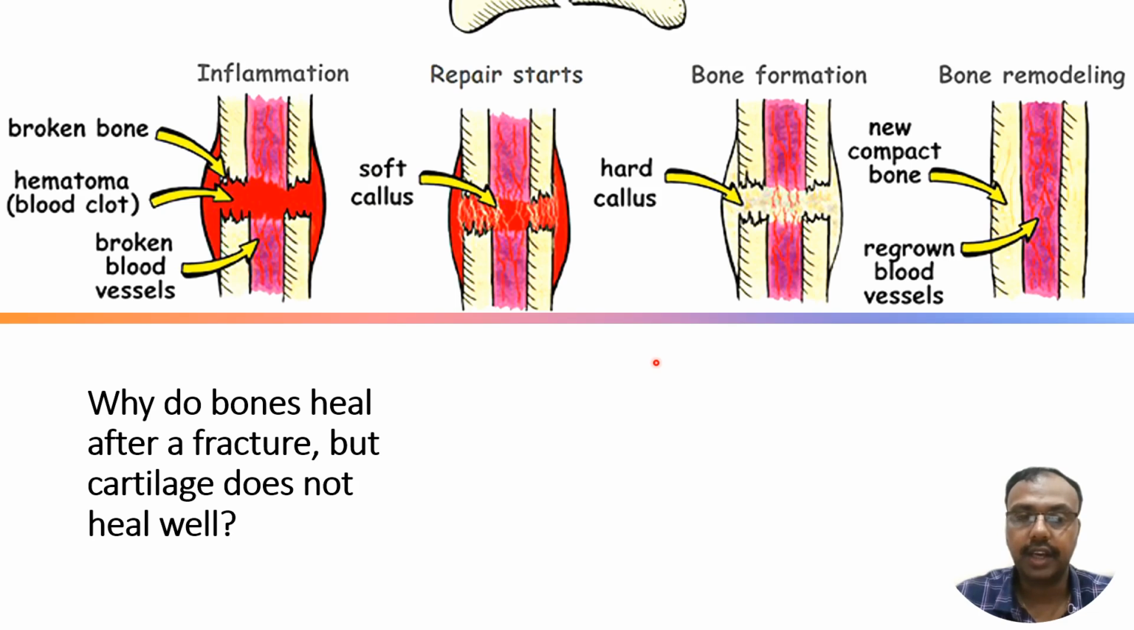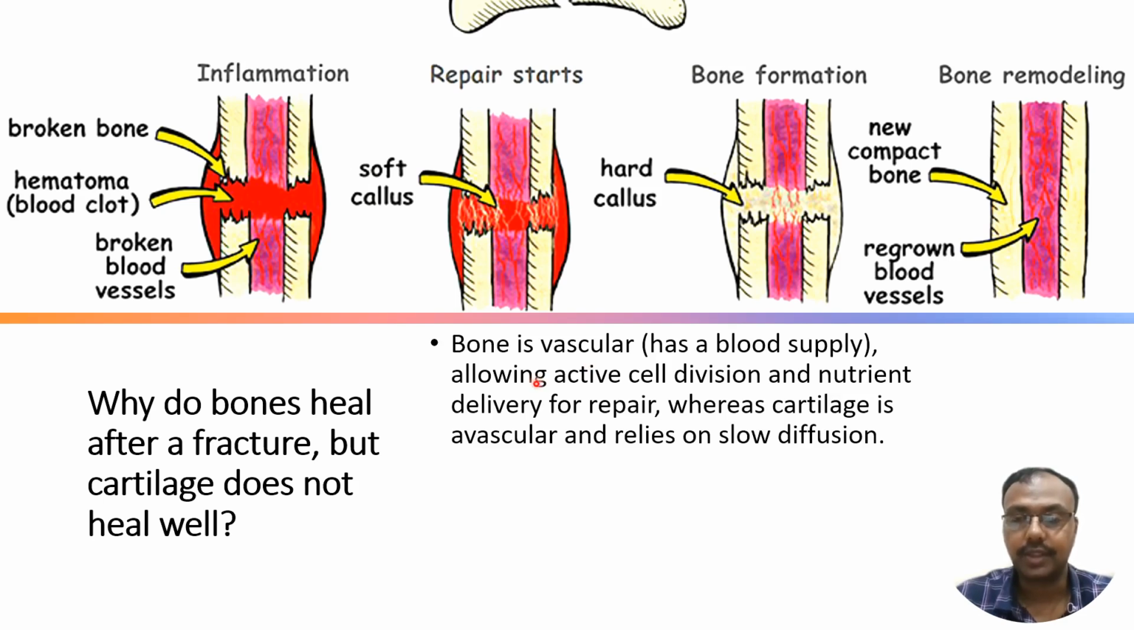Why do bones heal after a fracture, but cartilage does not heal well? Bone is vascular, which has got rich blood supply, allowing active cell division and nutrient delivery for repair, whereas cartilage is avascular and relies on slow diffusion. So after a fracture, a soft callus is formed in a bone, then hard callus, and last the remodeling occurs and the fracture heals.